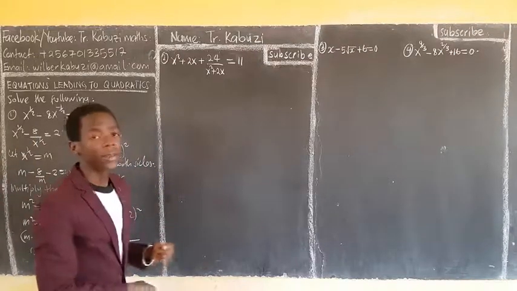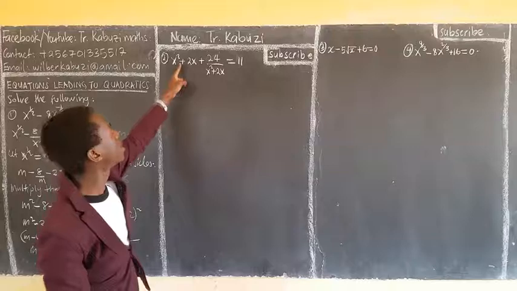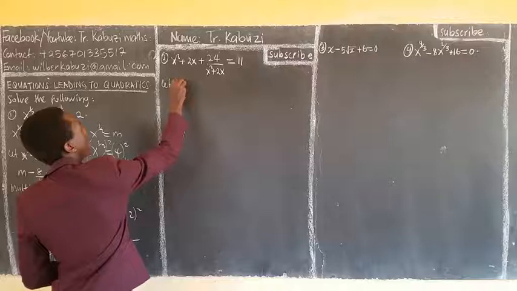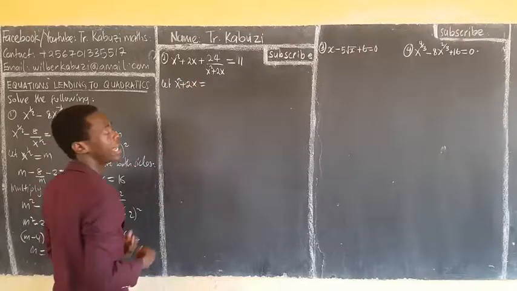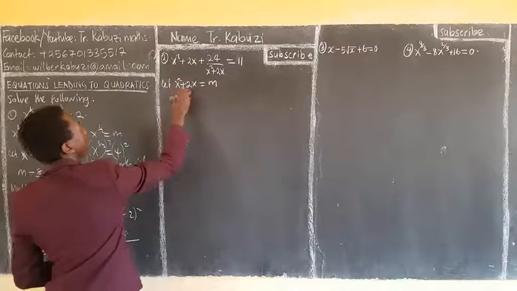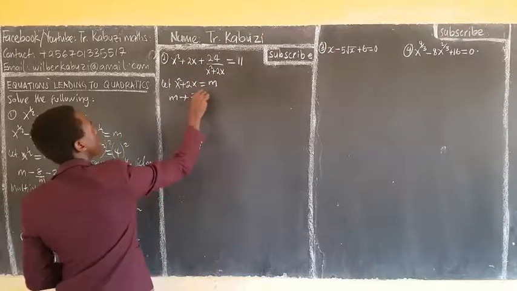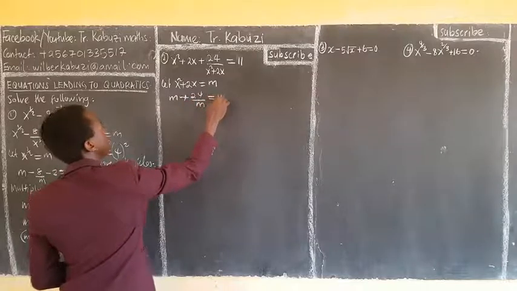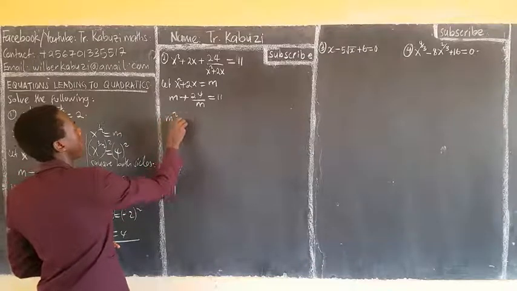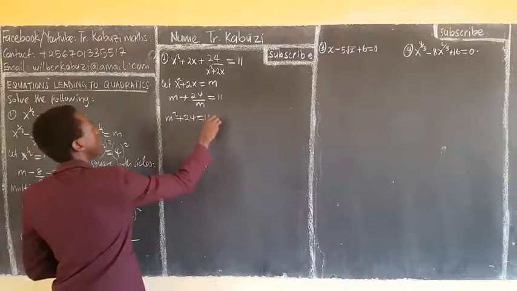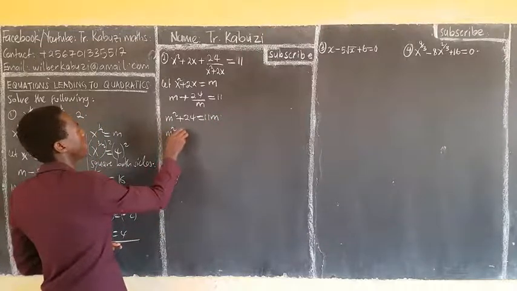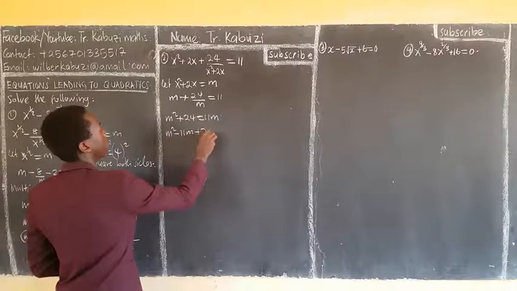If we come to this, now here we have already something common. This is common and this is common, so we let it throughout. So I'll say, let x squared plus 2x be any letter of your choice. Let me take m still. So the whole of here is m, equaling to 11. So multiply through by m, I'll be having now m squared equaling 11m. Take everything beside, you'll be having now m squared minus 11m plus 24 equaling 0.